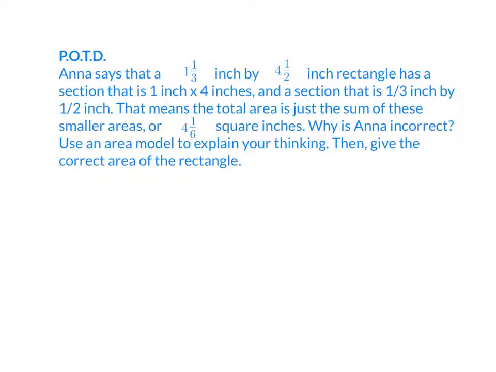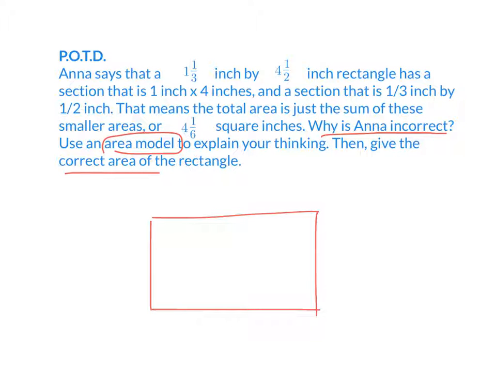No, the problem already tells you that Anna's incorrect, and it's asking you to explain why she is incorrect, and to use an area model to explain your thinking. Then give the correct area of the rectangle. So Anna's rectangle is 1 1/3 inch by 4 1/2 inches.